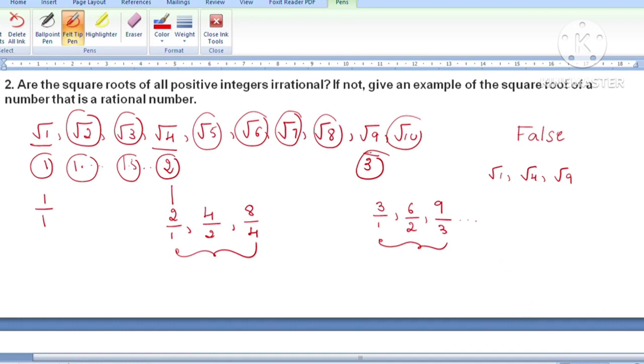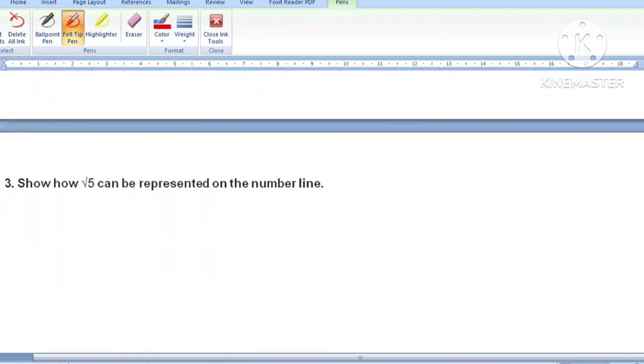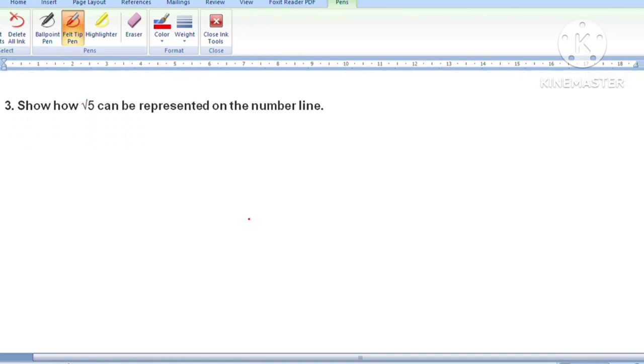Now let's see the next question. Show how root 5 can be represented on the number line. So this is difficult to do on the laptop. Better you do it in your book, but roughly I will do it here.